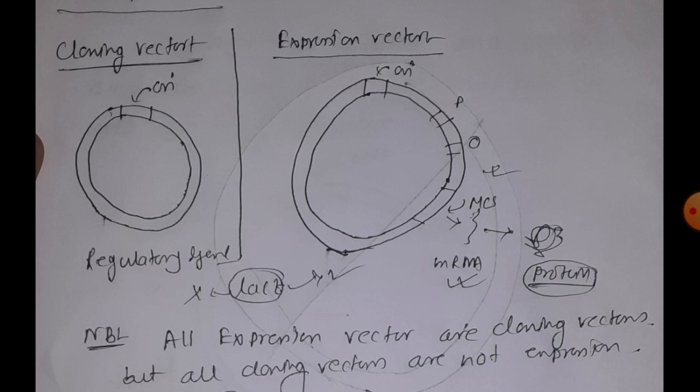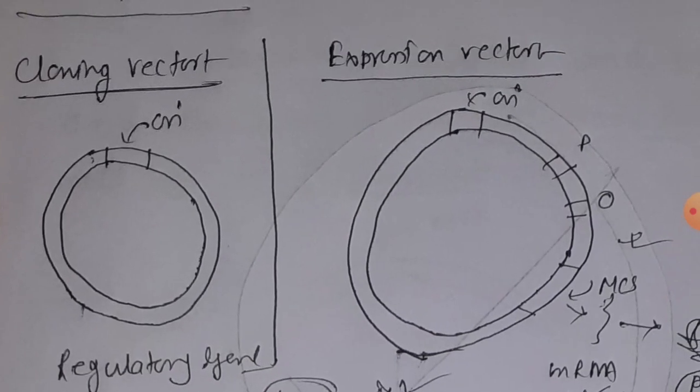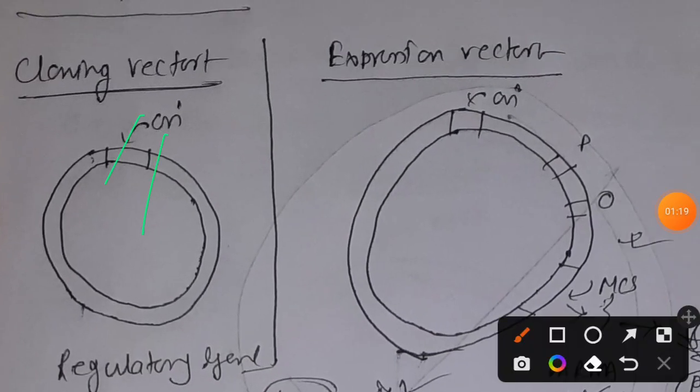So what are the components of cloning vectors? Cloning vectors have an origin of replication, along with a marker gene and an MCS, that is your multiple cloning site.